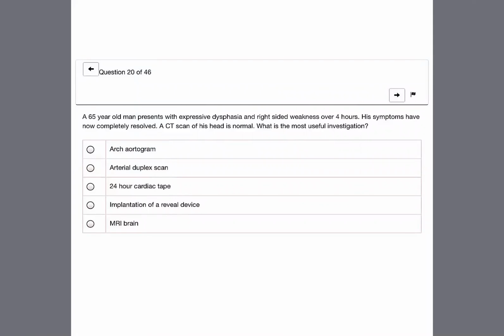A 65-year-old man presented with expressive dysphasia and right-sided weakness over 4 hours. His symptoms have now completely resolved. A CT scan of his head is normal. What is the most useful investigation? Aortogram, arterial duplex scan, 24-hour cardiac tape, implantation of a reveal device, MRI brain.